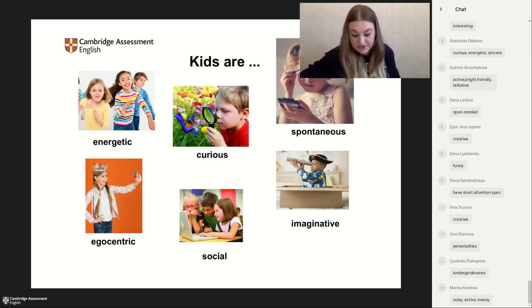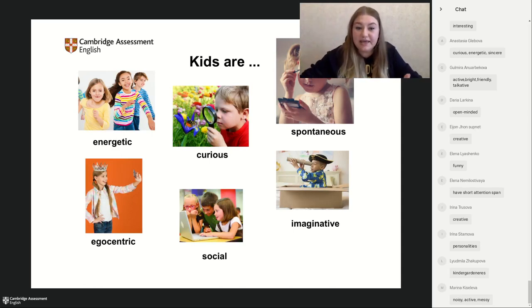Of course, they are curious and they have natural curiosity. The world is a new place for them, and they want to explore it even in the classroom, even with the English teacher. And we can provide them with such a possibility, to explore the world through language. They are spontaneous. It means that they are not afraid to speak out. They are ready to talk. They are good imitators of language.